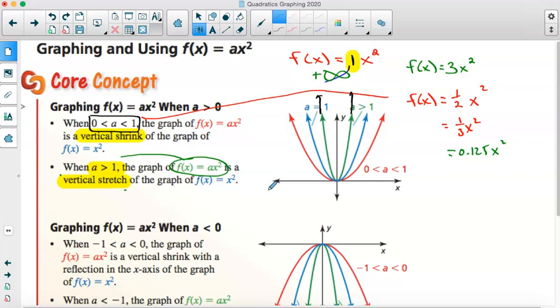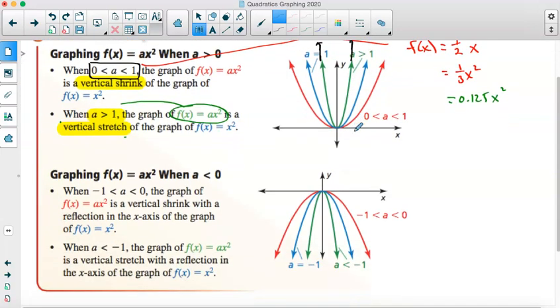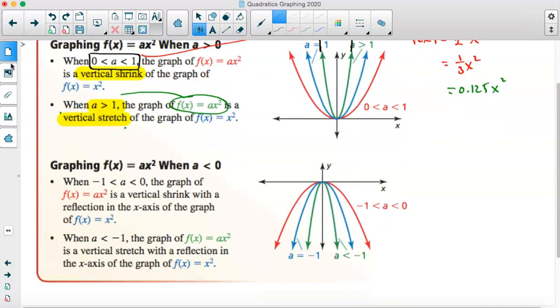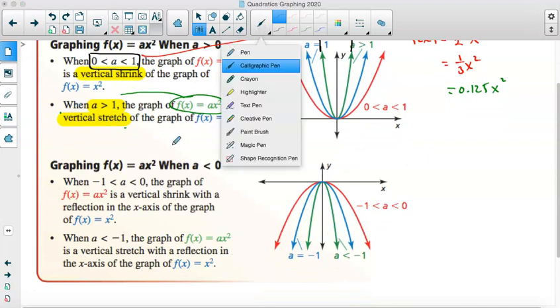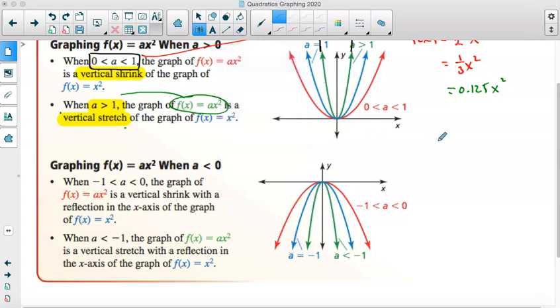So there are two features of the a value. When a is greater than 1, it's a vertical stretch. When a is between 0 and 1, it's a vertical shrink. And then what happens when a is less than 0? Two things can apply here. The fact that a is negative.